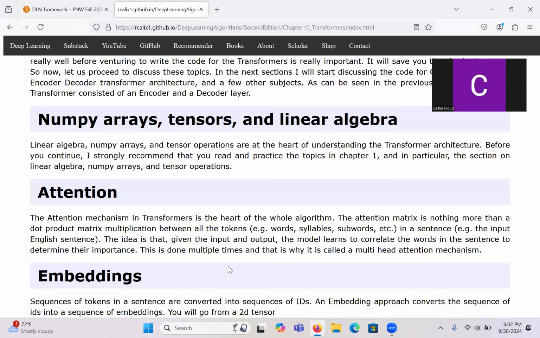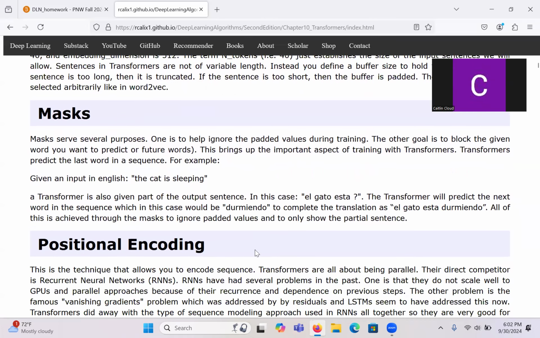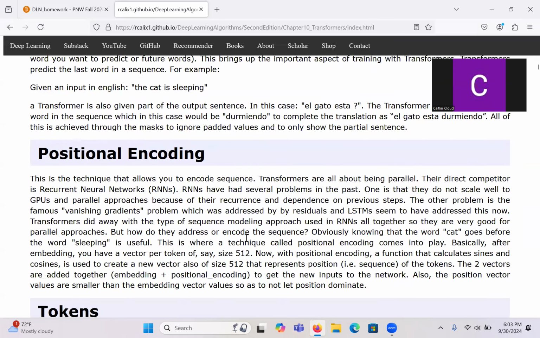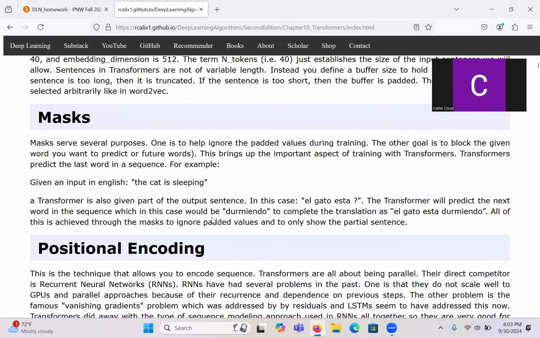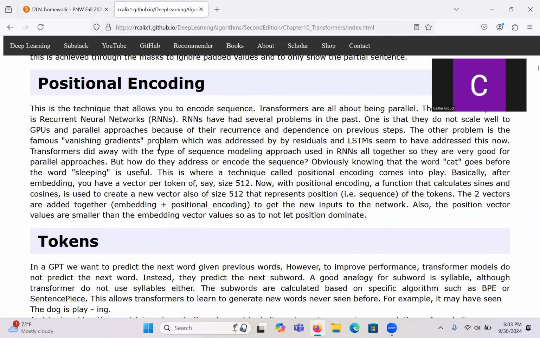Embeddings, I've talked about embeddings already. Mask is certainly one of the concepts that's a little bit confusing. We'll talk about that one. Keep in mind, there are a lot of masks for transformers. We will only focus on the decoder part of the mask, so GPT type of masks. Positional encoding, we'll do a couple of examples of how this works. This is actually a simple concept.